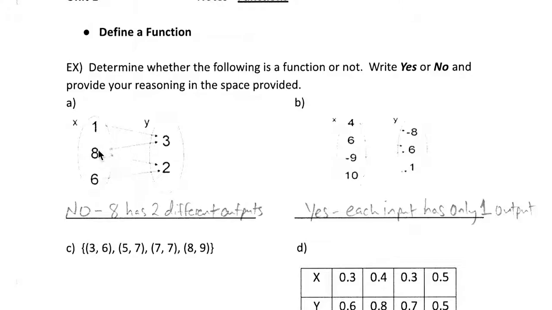8 says that it's corresponding with these two outputs. That's not possible as far as functions go. So we say, no, that's not a function, but part B is a function.